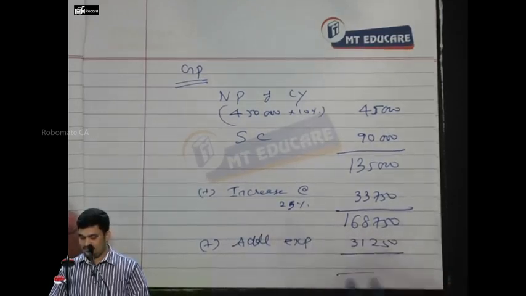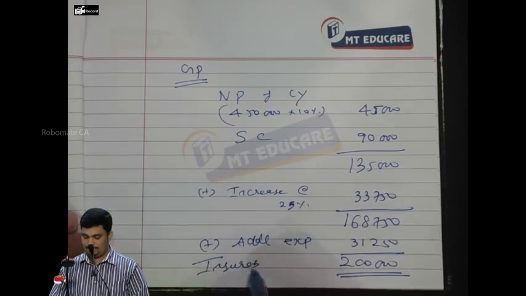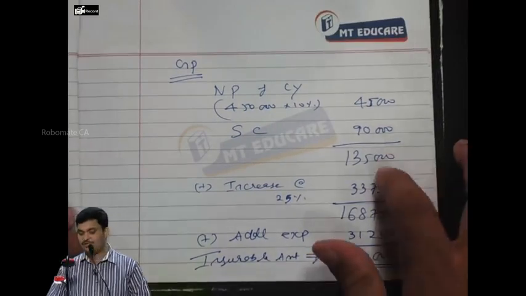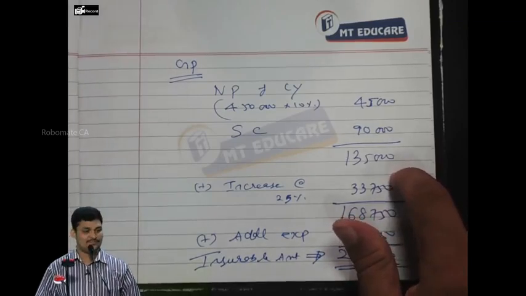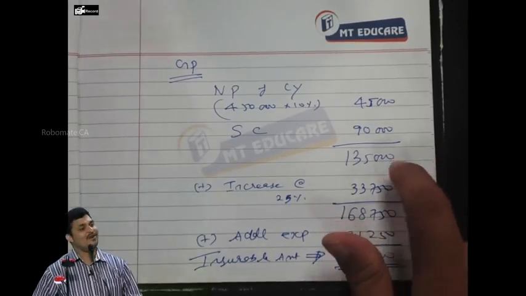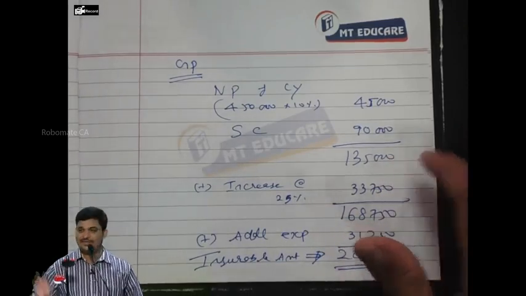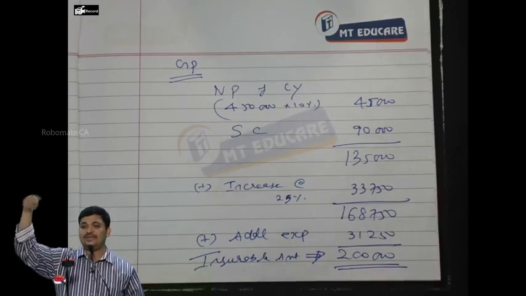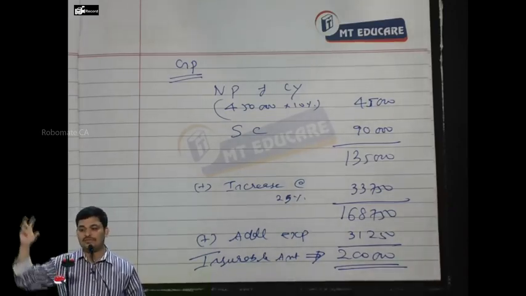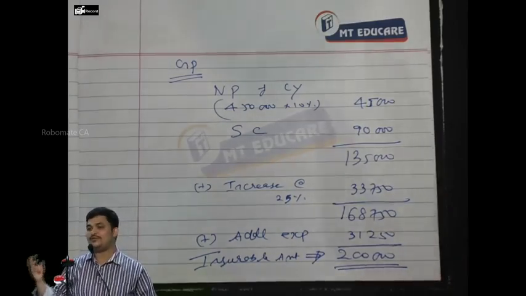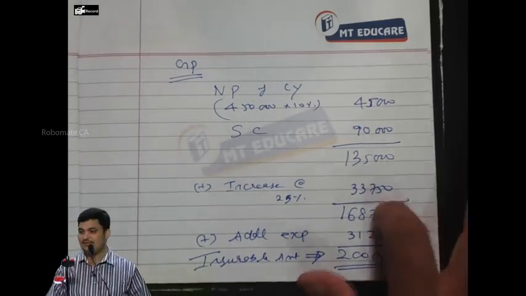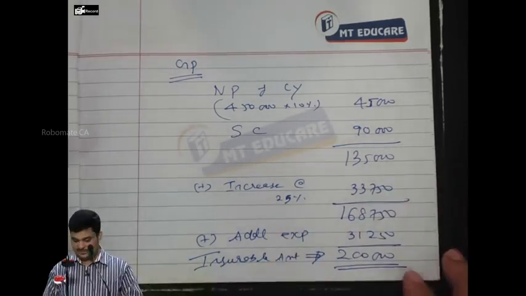31 lakhs. You can compute with sales also. You can do it like this also. Sales now, what you should have done? 1,35,000. You should express it as a percentage of 4,50,000. What is the percentage? 30%. Then find out future sales. 4,50,000 increased by 25%. What is the sales? 5,62,500 into 30% will give you 1,68,750. Either way you can try.